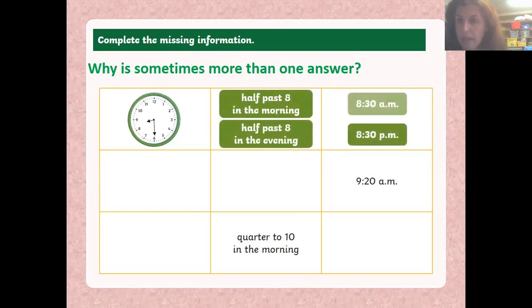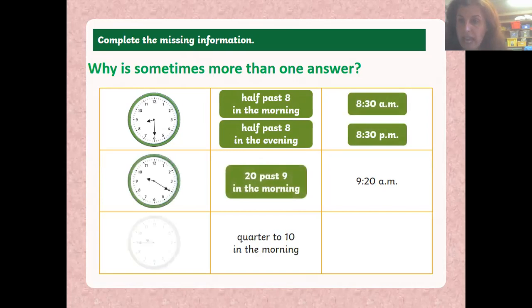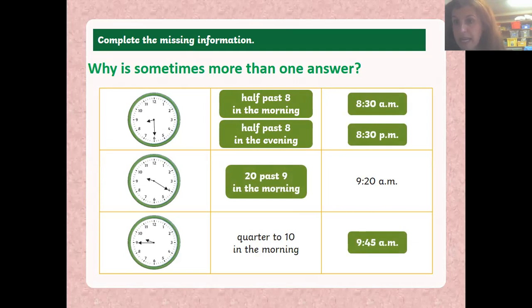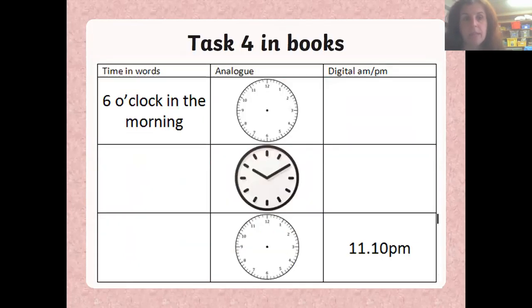Okay, I'm hoping that you got on all right with that task. That was quite tricky. How did you get on? Check it with the answers and have a think about any mistakes that you might have made and see if you can edit them. Okay, task 4. This is a similar task to the one I just showed you there. So these are the times, and this one says 6 o'clock in the morning. So you're going to have to try and make this one an analog time of 6 o'clock, and then you're going to have to write it as digital AM and digital PM. I'll help you there. Have a think about it.